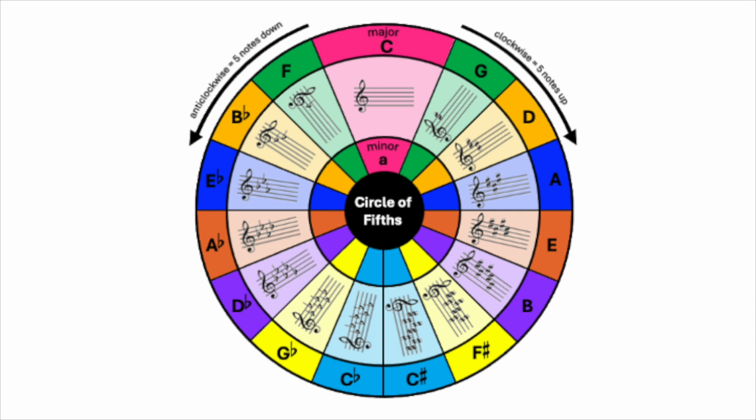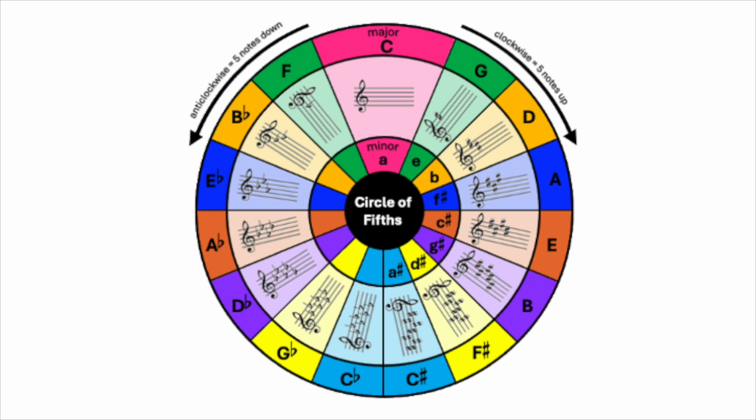5 notes up from A is E, meaning that E minor is G major's relative. 5 notes up from E is B, meaning that B minor is D major's relative, and so on, with F sharp minor, C sharp minor, G sharp minor, D sharp minor, and finally A sharp minor.